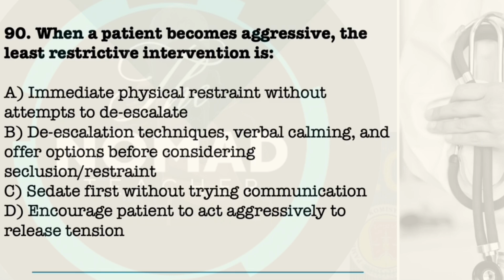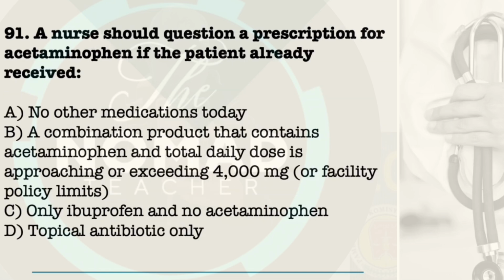90. When a patient becomes aggressive, the least restrictive intervention is: A. Immediate physical restraint without attempts to de-escalate. B. De-escalation techniques, verbal calming, and offer options before considering seclusion or restraint. C. Sedate first without trying communication. D. Encourage patients to act aggressively to release tension.